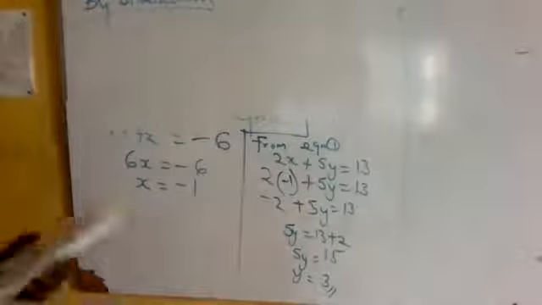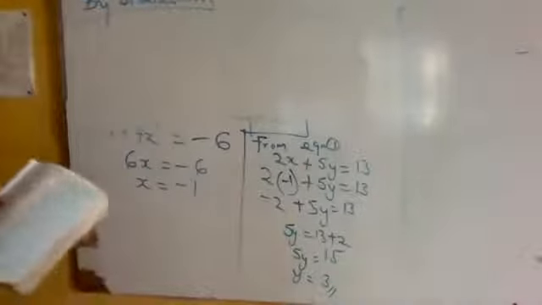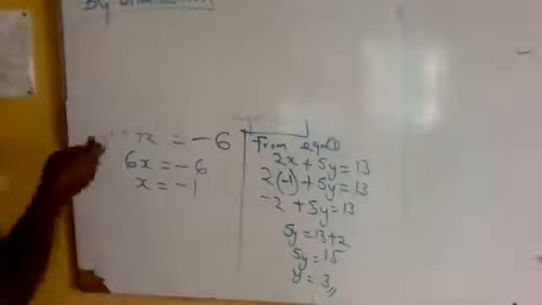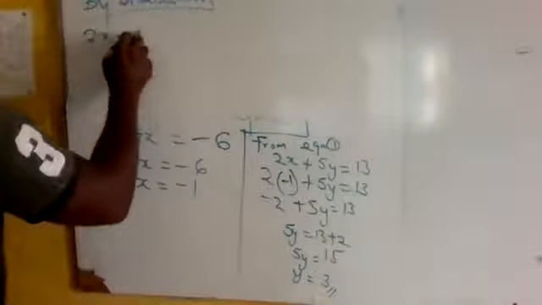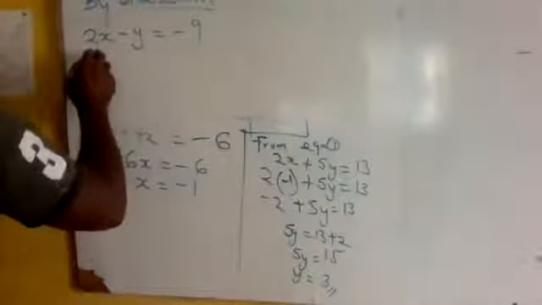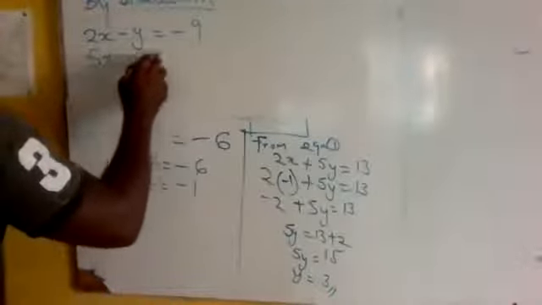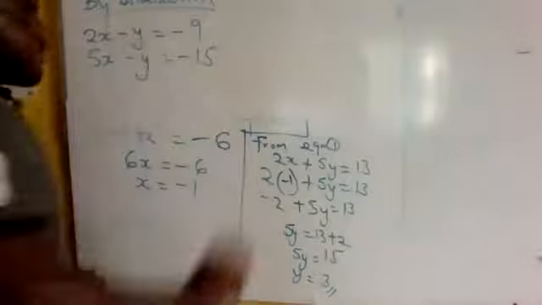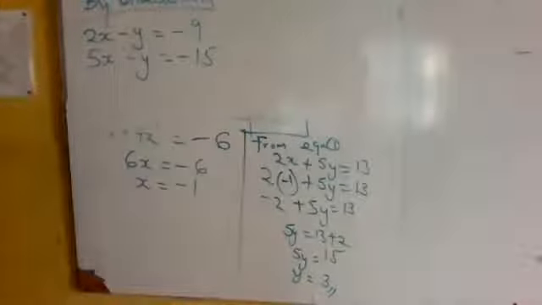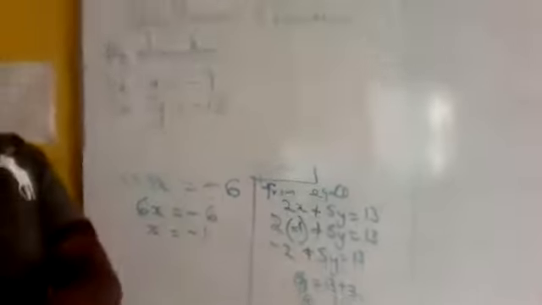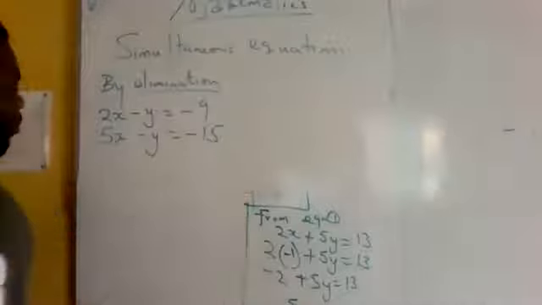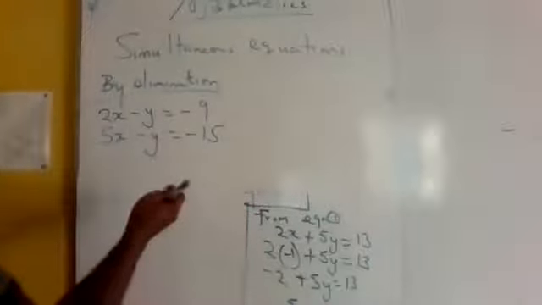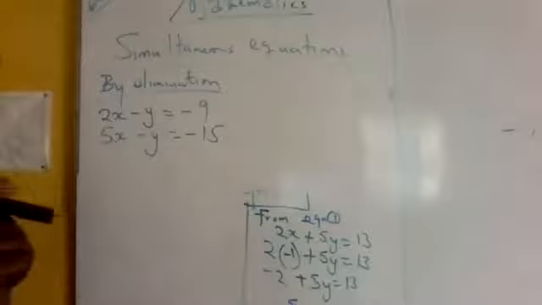Now, this second question, what do we have here? They said 2x minus y is equals to minus 9. And 5x minus y is equals to minus 15. Now, if I look at it, like I said before, the first thing I should always do is to try and look at this very well. You have to observe. That's the first thing.